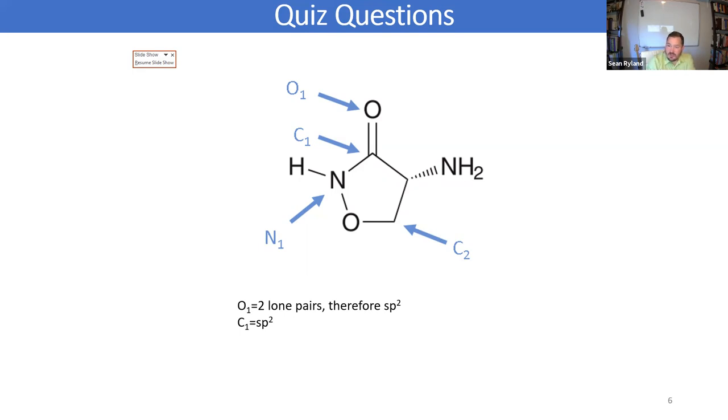Carbon 2 only has 2 other bonds shown. It has no pi bonds shown. That's really going to be the key that we're looking for with carbon, right? As long as carbon doesn't have a pi bond and it doesn't have a charge, it's always going to be sp3.